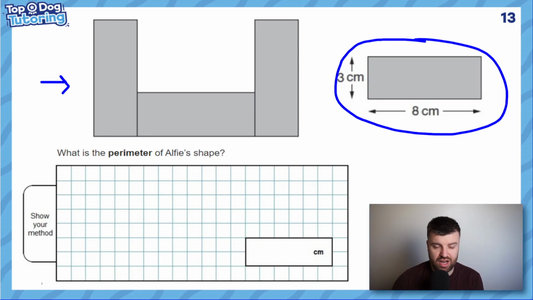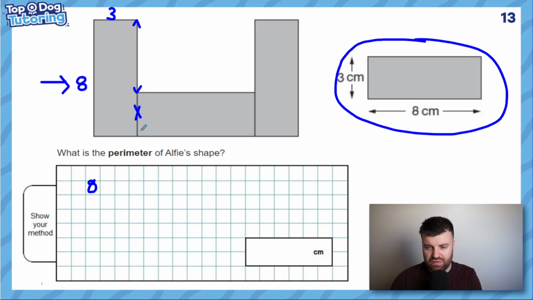Okay, so for this one, I'd be annotating all over this up here, and I'd be thinking, okay, the long length is 8 and the short is 3. So I know this length is 8. I know this length is 3. What on earth could this length be? Well, here's where we have to do our first bit of working out. 8 is the length of the entire rectangle, but we don't want the entire rectangle. We just want this bit.